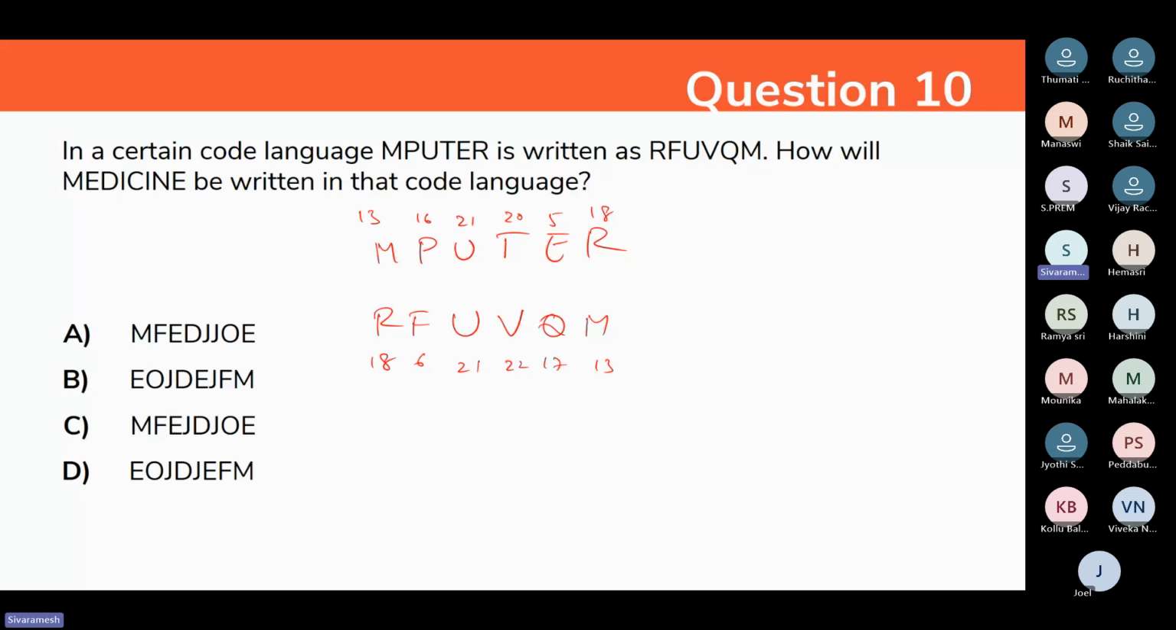Can anyone unmute and say the logic? What might be the logic here? What do you understand from this? Whether you get it or not, let me know.